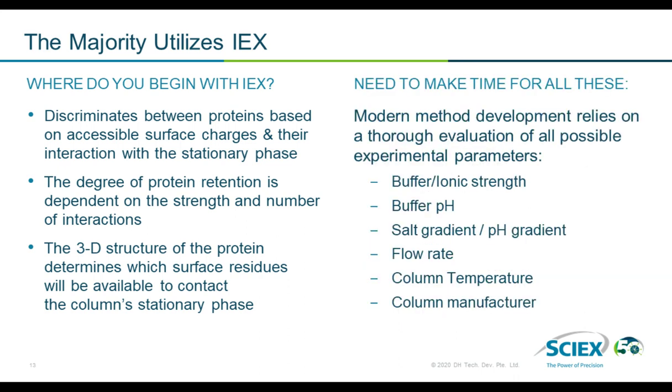So when we think of the parameters that go into building an ion exchange method, we should evaluate the buffer salt, the ionic strength of that buffer salt, the buffer pH, whether we're using a salt gradient or a pH gradient. We should evaluate the flow rate. We certainly need to evaluate the column temperature, and as I mentioned, the column manufacturer, because each resin, each stationary phase is going to be different.